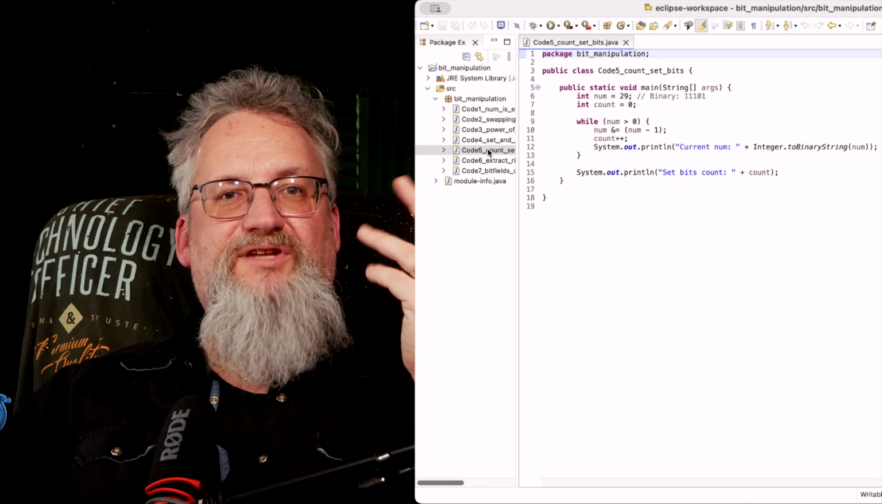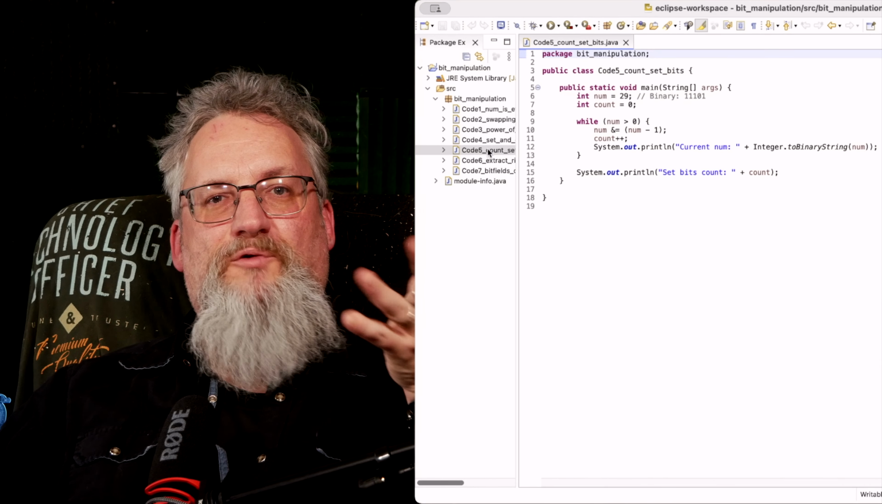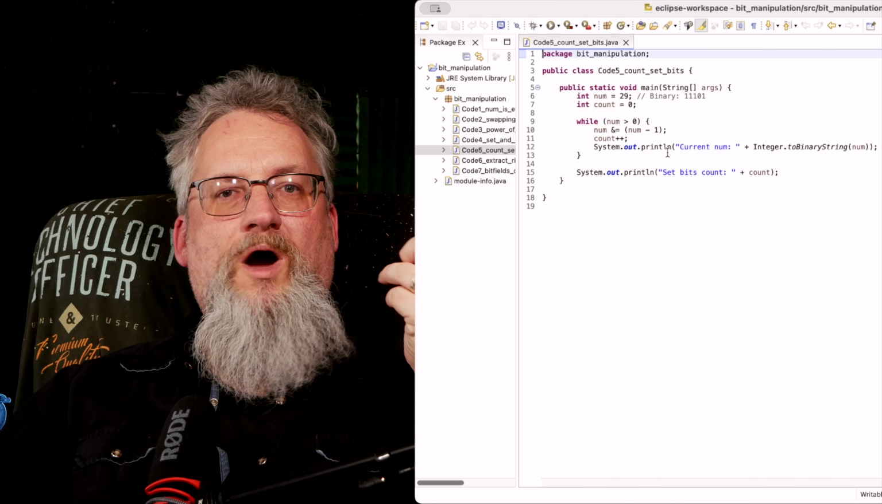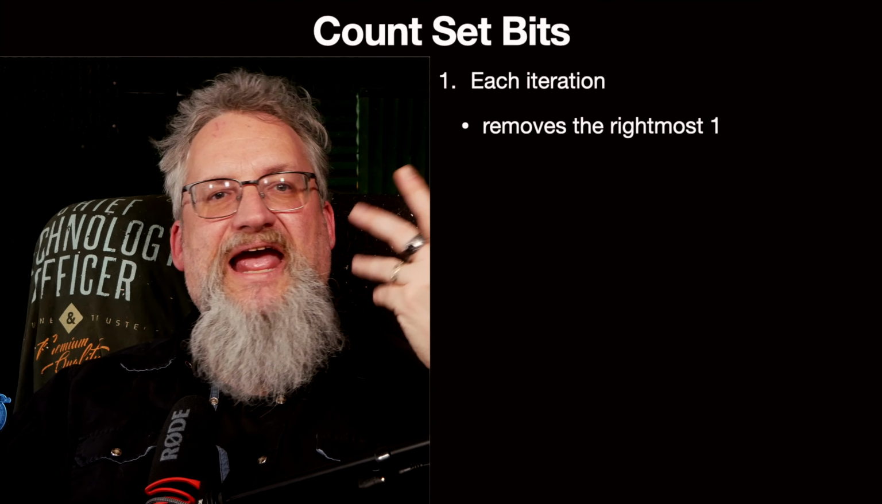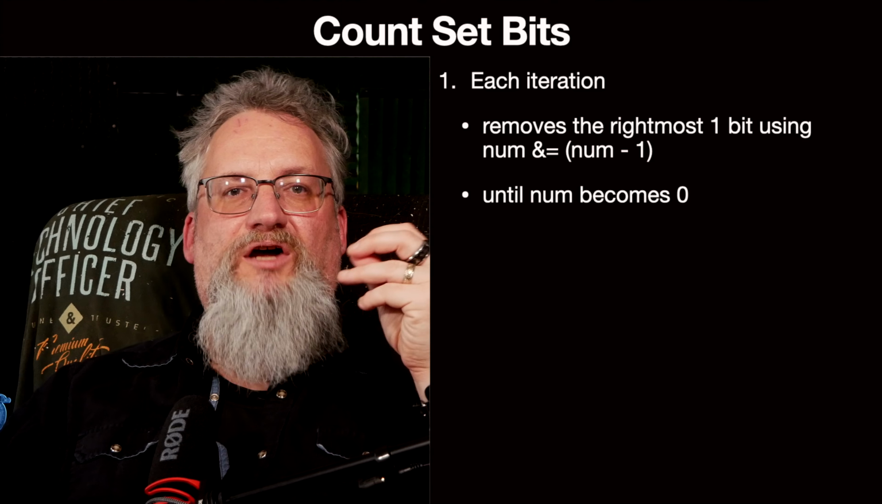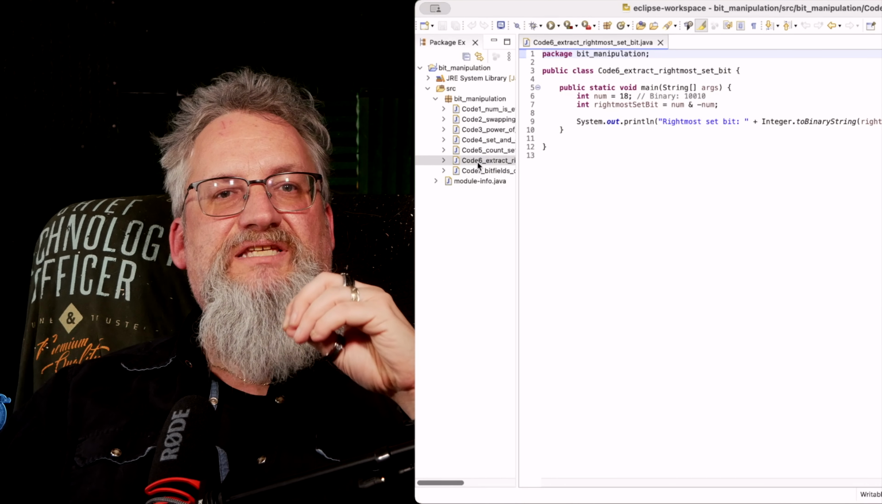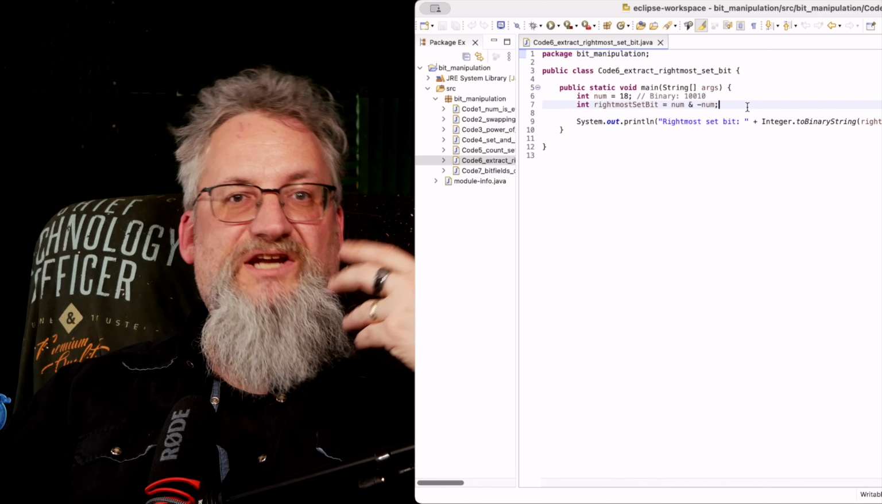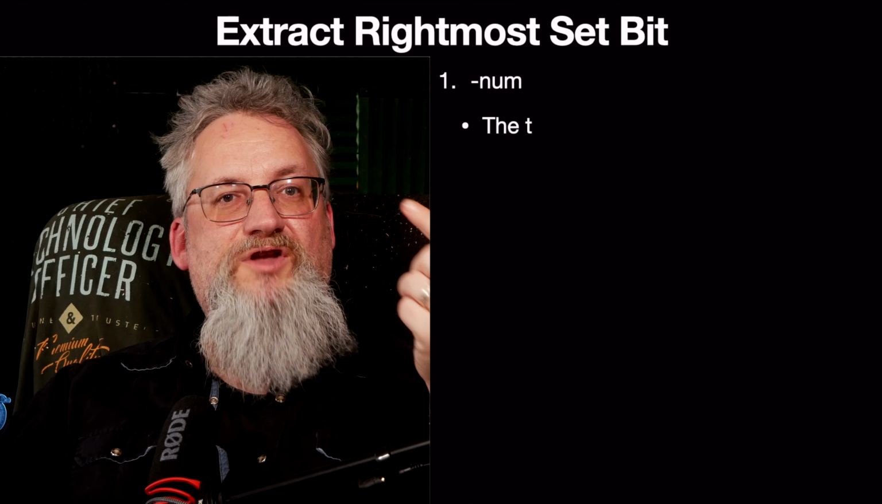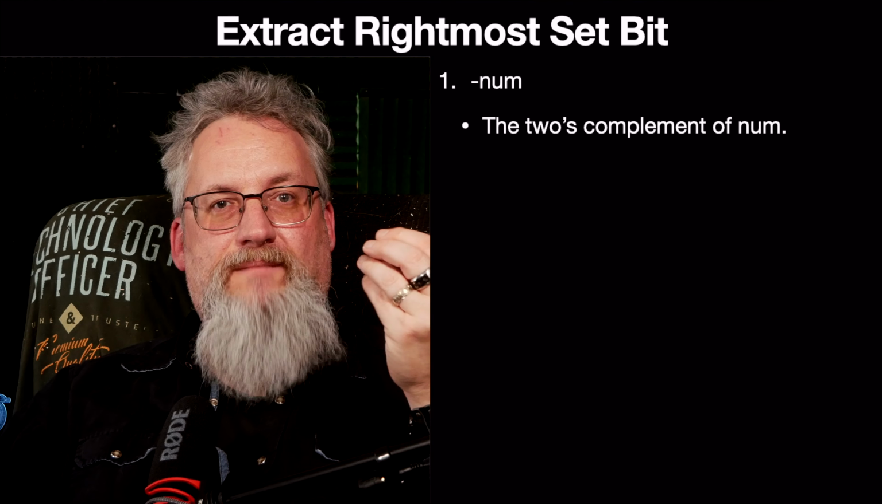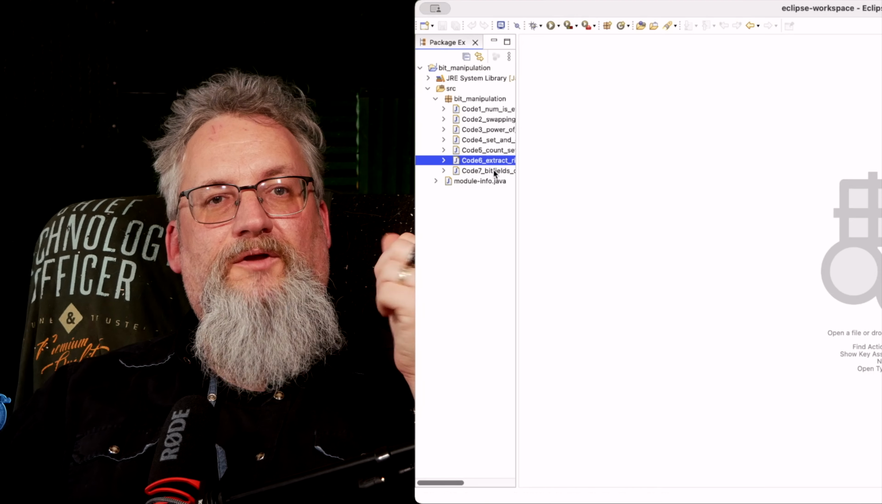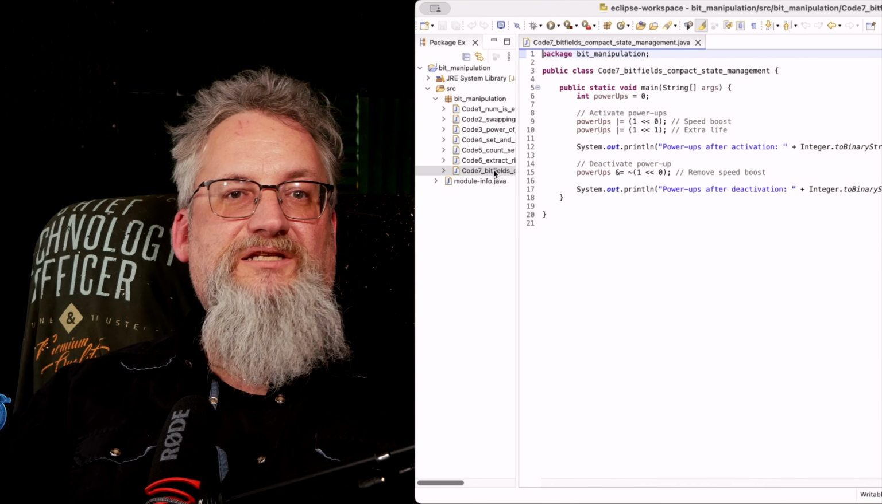Number 2, counting set bits. Each iteration removes the rightmost 1 bit using num &= num - 1 until num becomes 0. Number 3, extracting the rightmost set bit. So how does it work? -num is the 2's complement of num, and num & -num isolates the lowest 1 bit. Number 4, bit fields for compact state management.